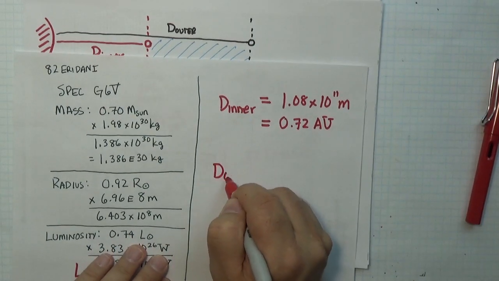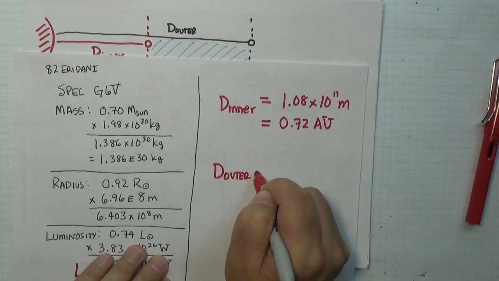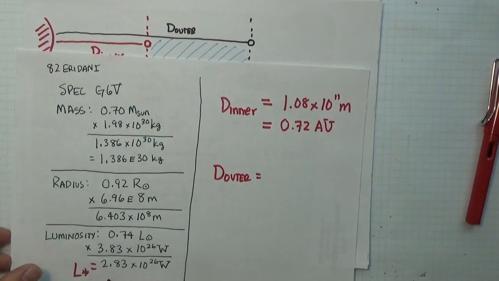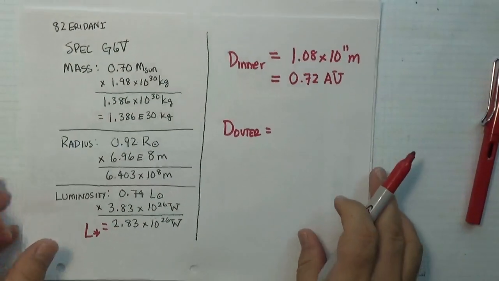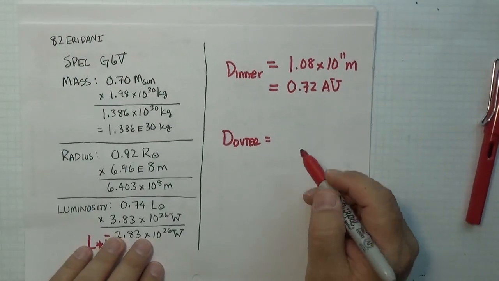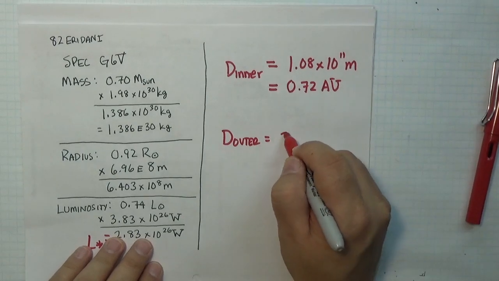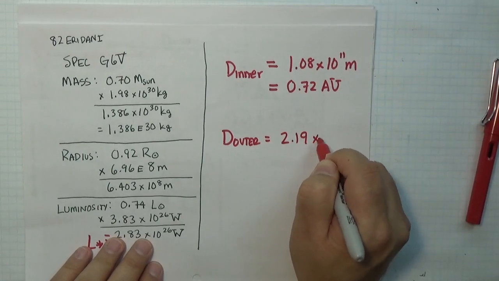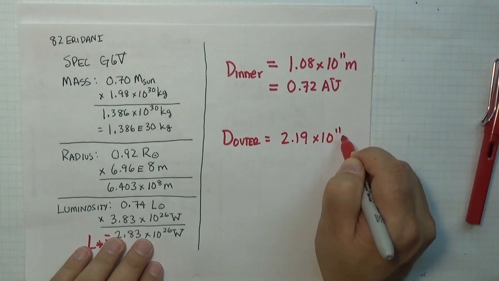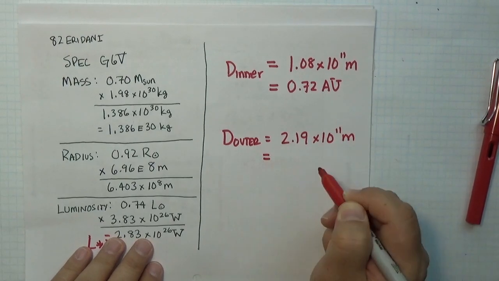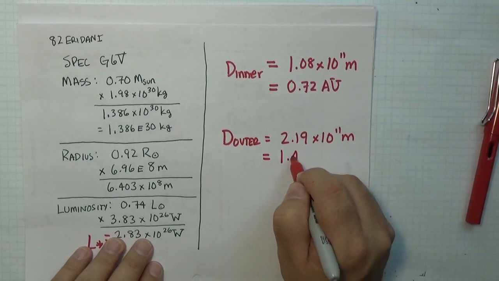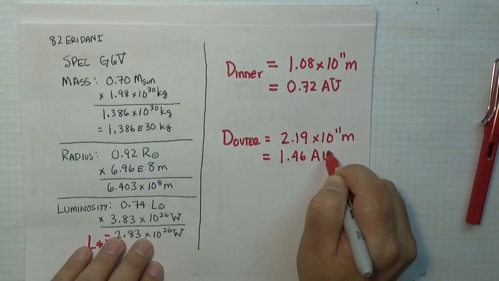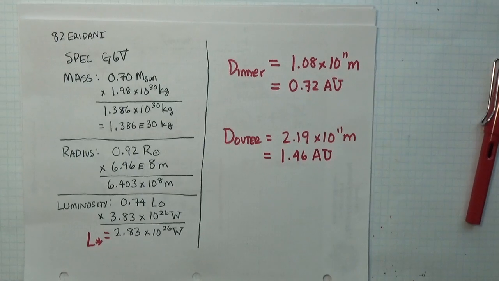Similarly, if I calculate d outer, I use this value of L star and the outer value of K star, and in this case I get 2.19 times 10 to the 11 meters. And again, if I convert that to astronomical units, that is 1.46 astronomical units. And that's a bit closer to the Sun than Mars is to our own Sun.